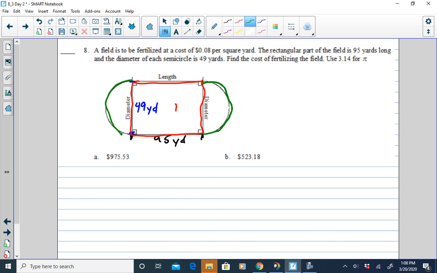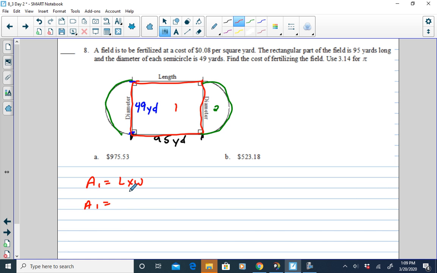Well, what happens when you put two semicircles together? Well, two semicircles are equivalent to one full circle. All right, so we'll call that area 2. Area 2 is going to be the area of a circle. All right, so let's start with area 1. Area 1 is going to be equal to length times width because it's the area of a rectangle.